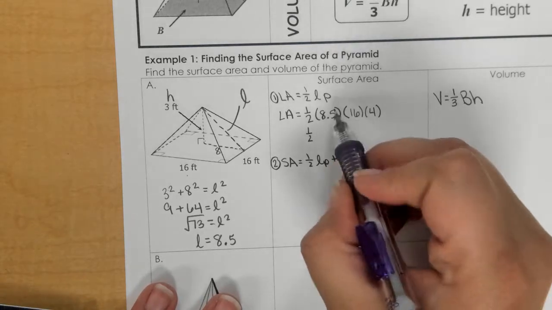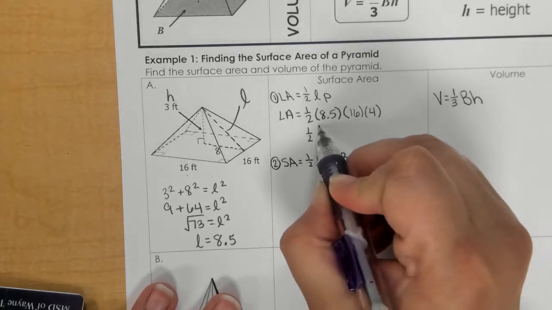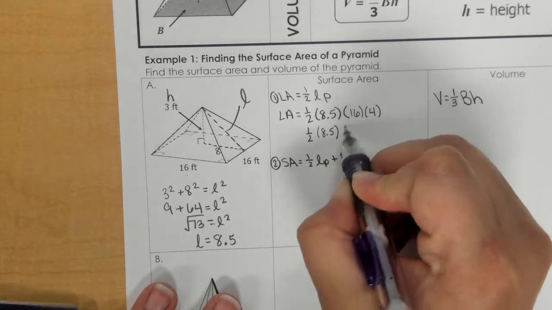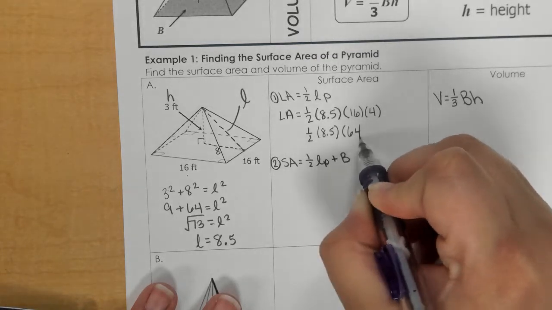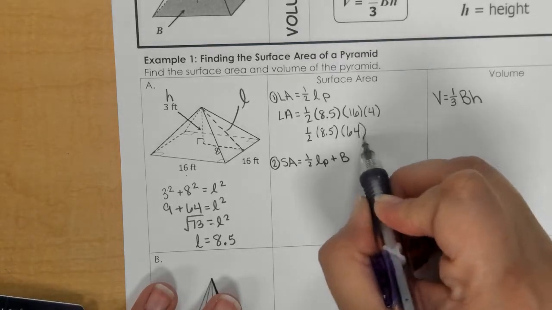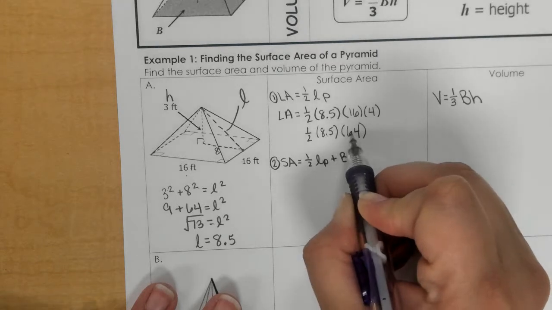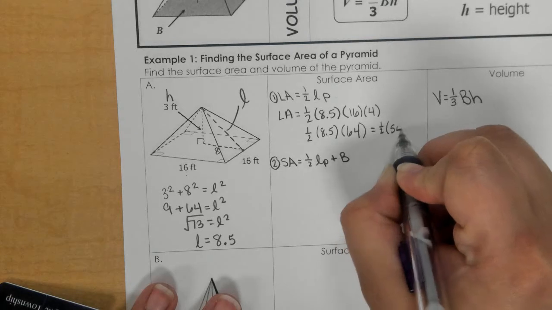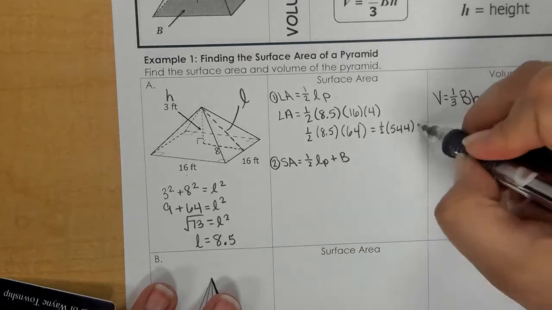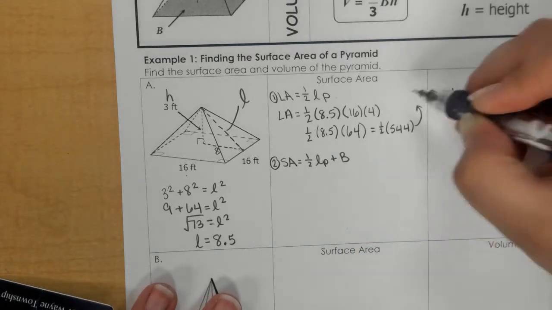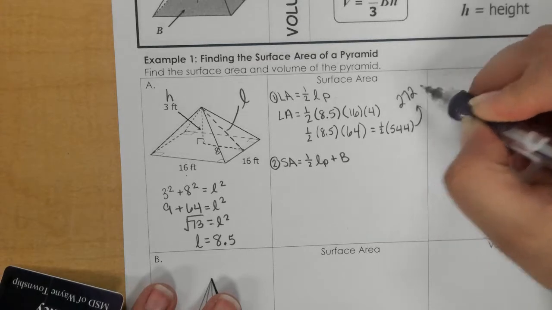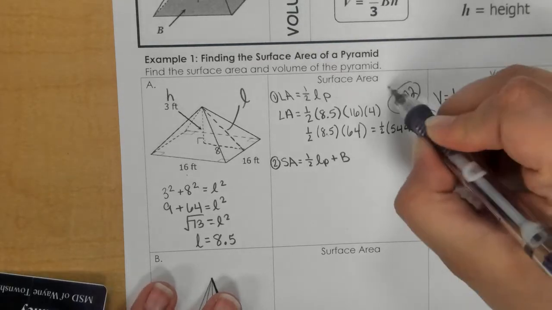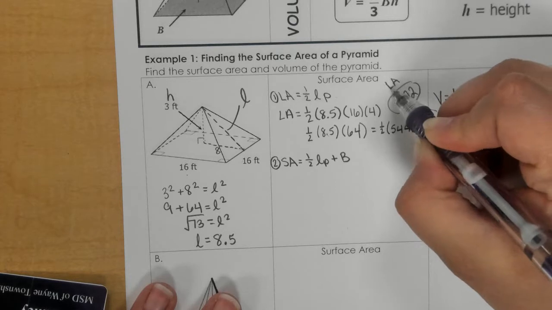If I multiply my 4 times 16, I get 64. And then if I multiply these two numbers, I get 544. And then if I take half of that, we get 272. Okay? So 272 represents the lateral area.